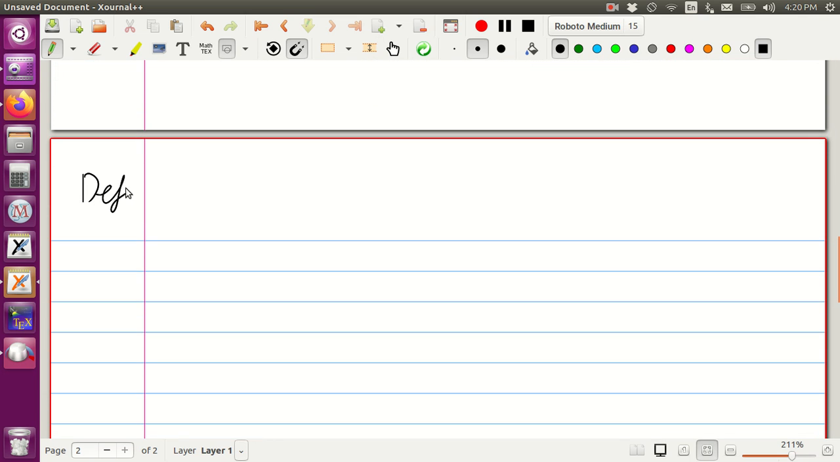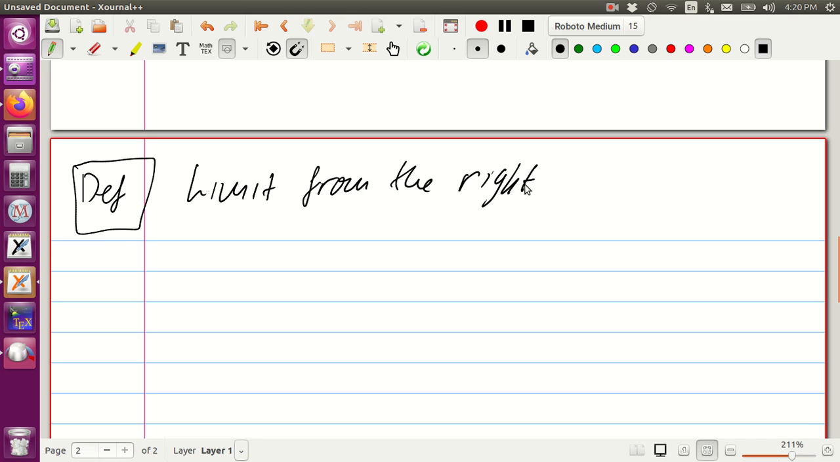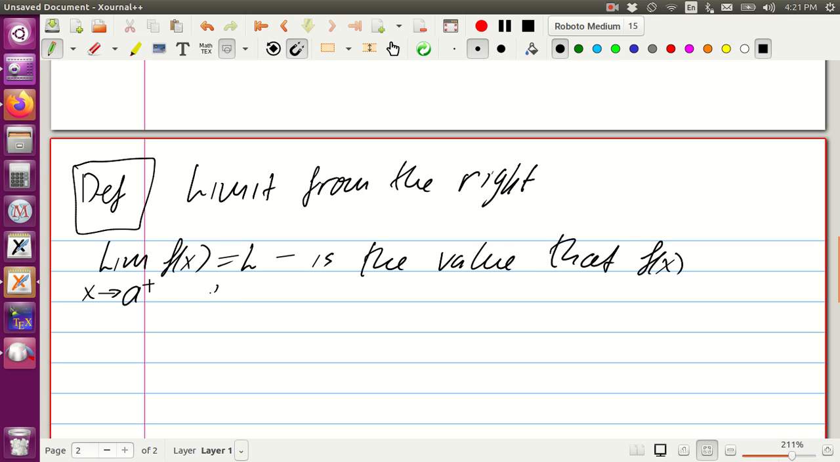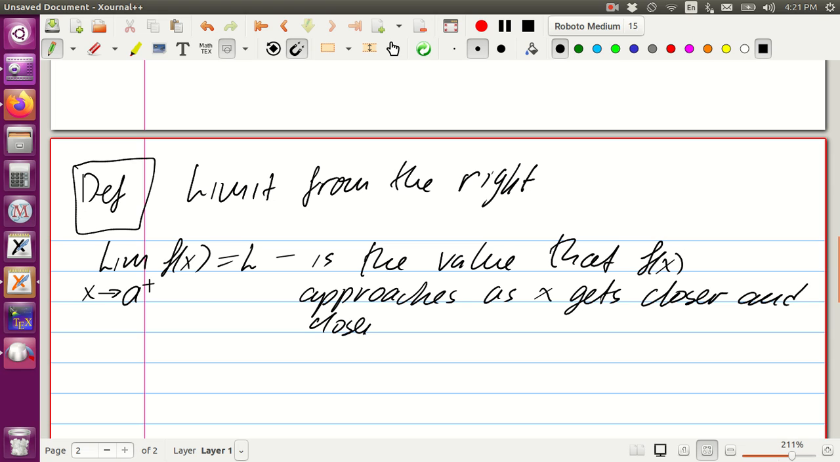The next definition is the limit from the right. So in this definition, we want to define limit from the right, or a lot of people say just right limit. So let's try to do that. We say limit of f of x is equal to L as x approaches a, but we want to be on the right side, so we're going to put a little plus. Again, it's on the top to the right of the letter. It is the value that f of x approaches as x gets closer and closer to a from the right side.